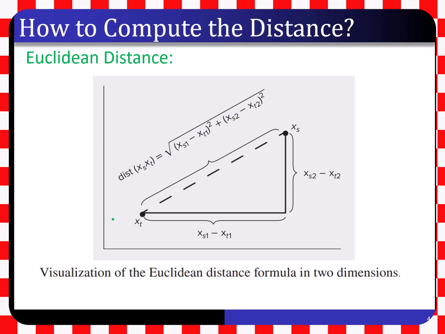For example, if this point is 1 and 2, x is 1, y is 2, and this point has x is 4, y is 6, then what we are going to do is take the differences between the x coordinates and y coordinates and square them. So the x coordinate of this point is 4 and the x coordinate of this point is 1, 4 minus 1 squared, plus the y coordinates. So this is 6, this is 2 here, 6 minus 2 squared. So this is going to be 9, 16. So the distance is going to be the square root of 25, which makes 5. The distance between these 2 points is 5.